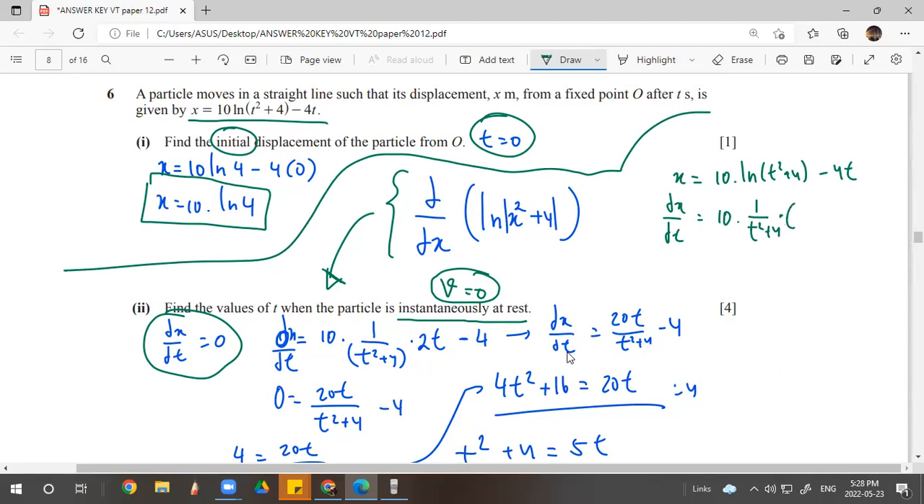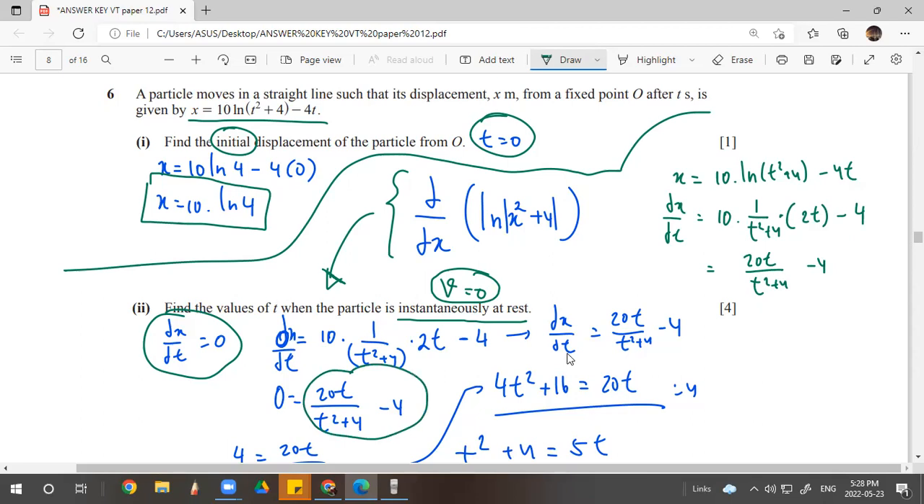You multiply by the derivative of the inside, 2t, right? Chain rule. And then minus 4t becomes 4 itself. And then you can put 20t, right? 10 times 2t, so 20t over t squared plus 4, subtract 4. There you go. It equals 0.